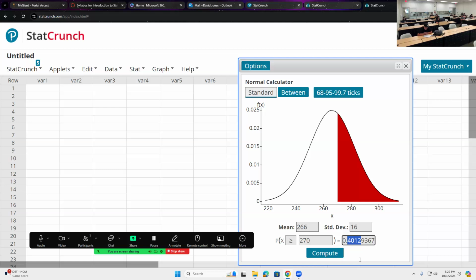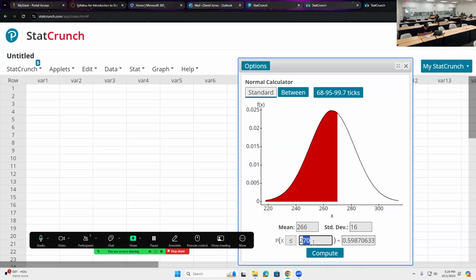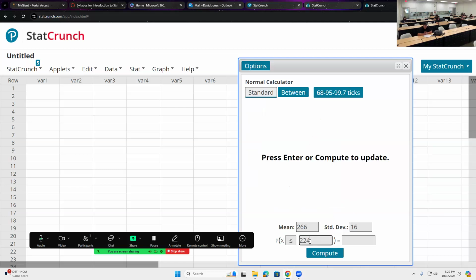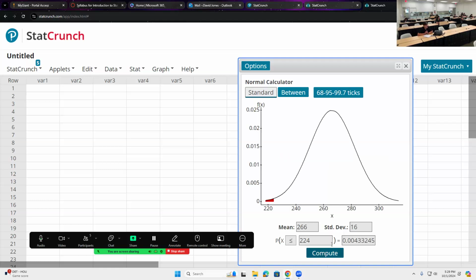What percent are very preterm, less than 224? We'll change that to less than and put in 224. And that sure doesn't look like very many, less than 1%.